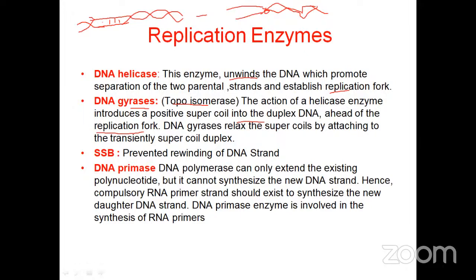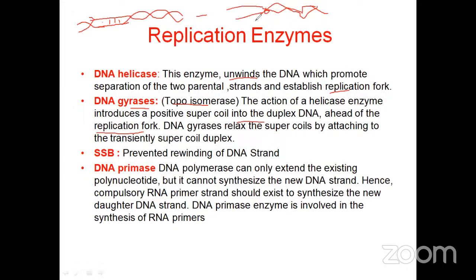Now, for example, here the replication fork formed. What happened here? Behind the replication fork, another folding, another winding is present. The DNA gyrase enzyme relaxes it, that means makes it somewhat loose. These strands are wrapped tightly around each other, and with the help of the gyrase enzyme, the tight folding nature is made loose. That is called relaxing the supercoil.